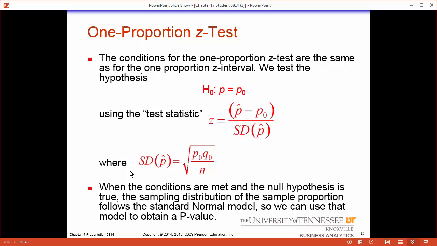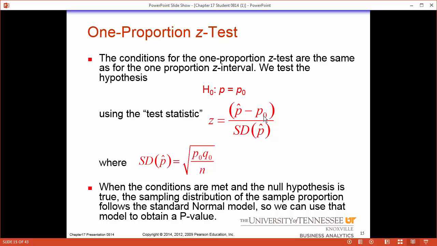Right here we see our ability to create a z-score. This is a one-sample z-test. Right here we can actually find the z-score for our sample proportion given some null proportion. The null proportion is the hypothesized proportion that we first came up with. And if you notice right here, the standard deviation of this distribution is based on the null proportion. The reason for this is because the null proportion right now is believed to be the truth.